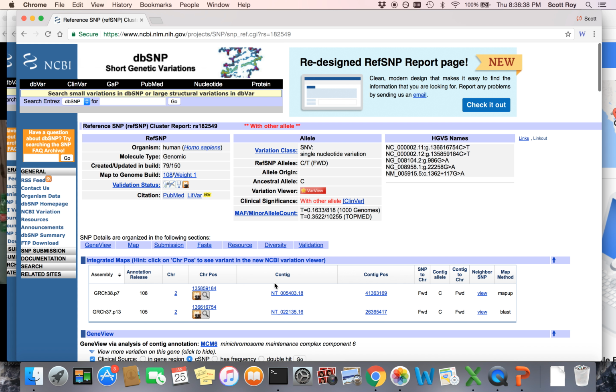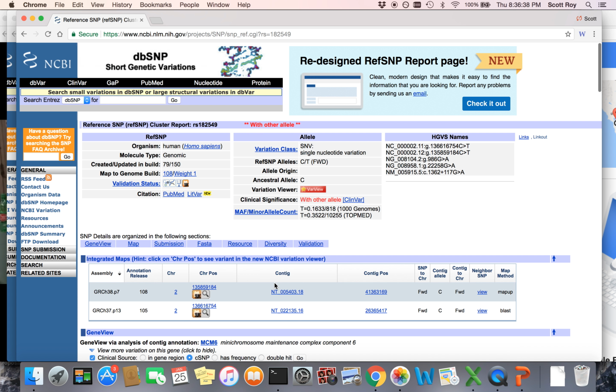This is basically the web page for this particular change that we've been talking about. You can see here it's a C/T difference. There's a whole lot of information, but I'll just highlight a few things. Organism: it's in humans. It's in the genome, a DNA difference. Then we have the variation class, a single nucleotide variation.